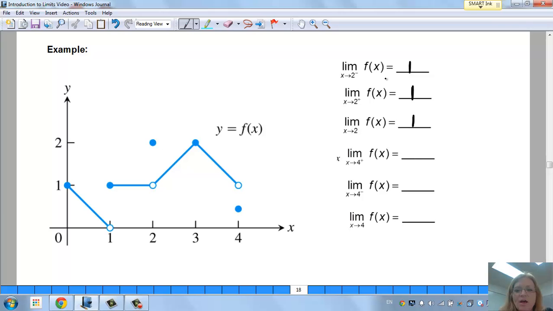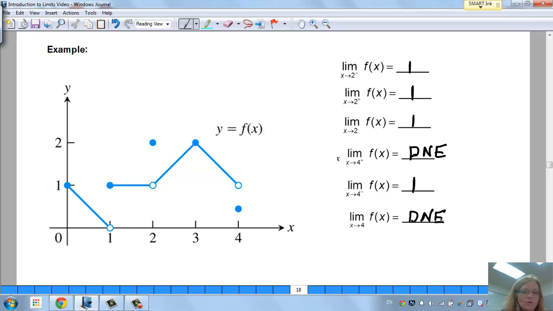Now let's look at approaching 4 from the right. If I approach 4 from the right, there is no function there. So I have to say that does not exist. There isn't anything to the right of this graph when I come to approach 4. If I approach 4 from the left, I'm following my function coming up here. I approach 4 from the left, I have a 1. And because the left and the right do not match, I say the general limit as x approaches 4 of this function does not exist.